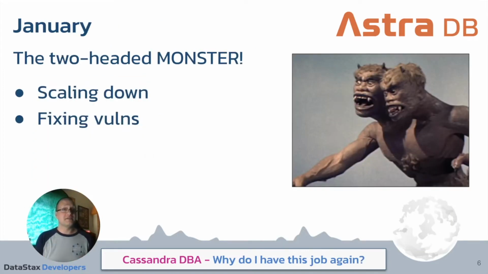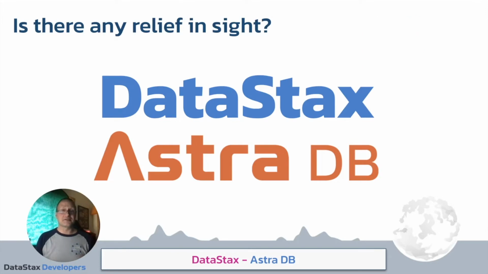So between fixing vulnerabilities and scaling down, January really becomes a two-headed monster if you're a Cassandra DBA in retail or a related business. It just becomes a laundry list of things to do to keep your clusters running optimally. That's where DataStax Astra DB comes in, our database as a service that has all the great features of Apache Cassandra, but without the operations for you to have to manage.